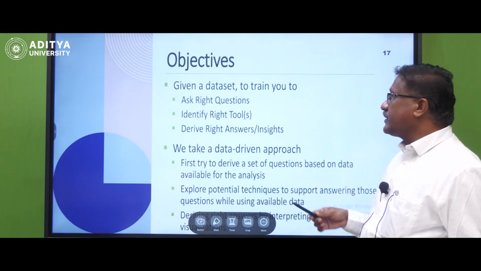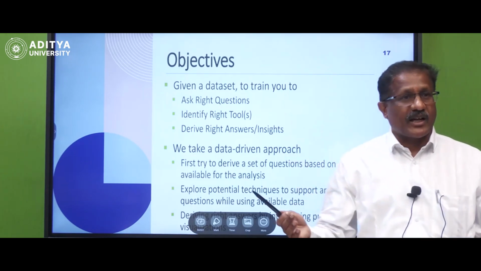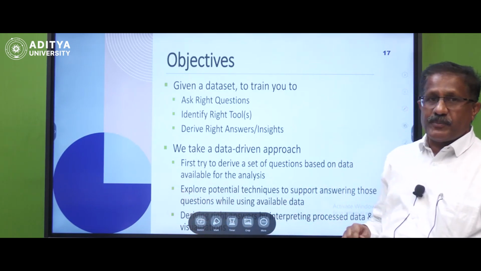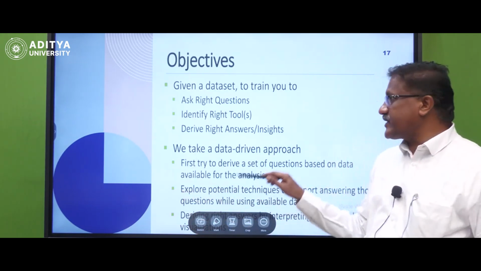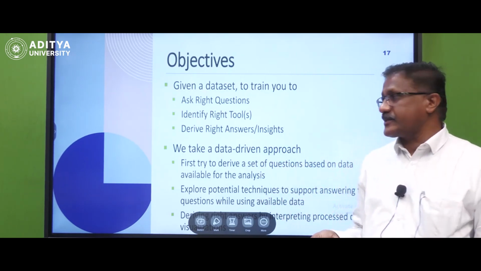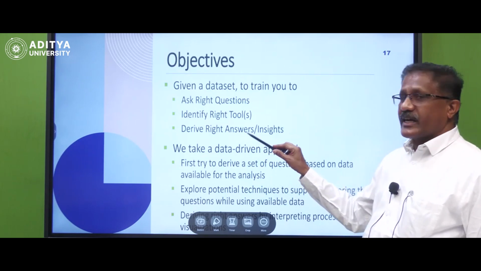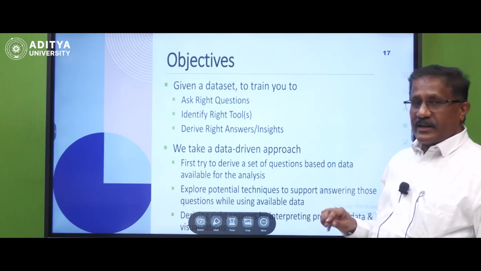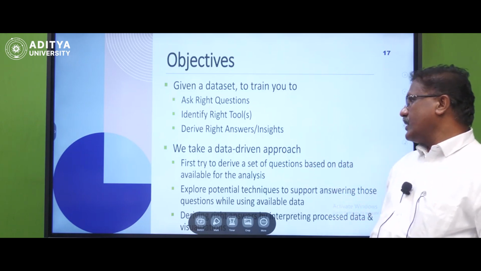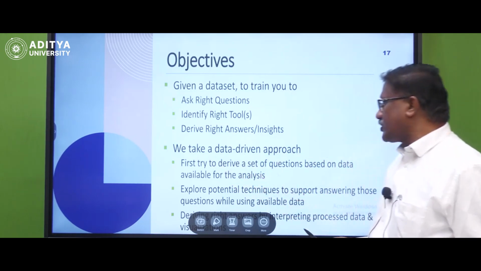Suppose I quote the same example of students' performance, to predict the students' future career objectives. What are the things we need? Suppose we collect a huge amount of data about the students, and we put some parameters and questions, and we find out the tools for the comparative aspects. After that, we get the right answer, and we go for the analysis of the particular student in an insightful way. Then we can take a data-driven approach.